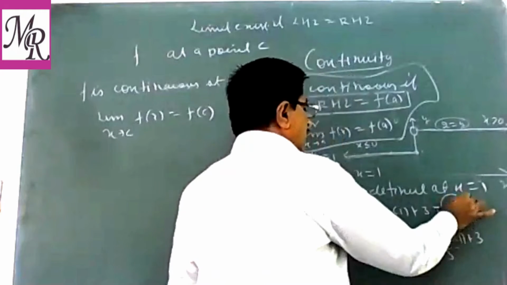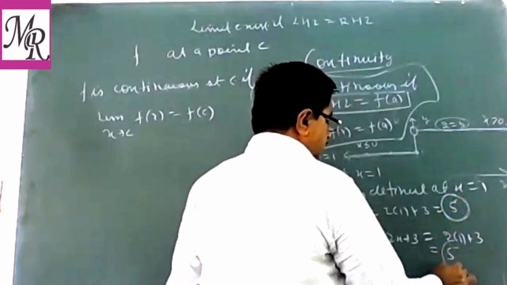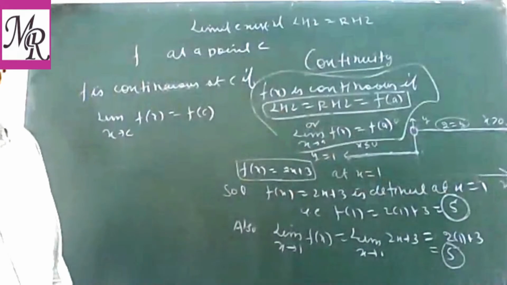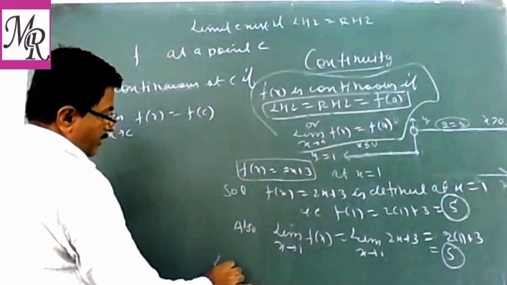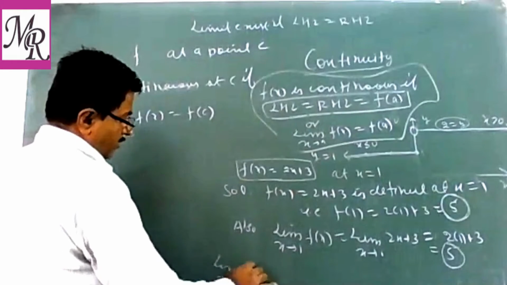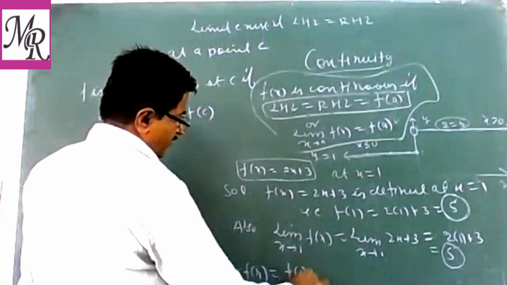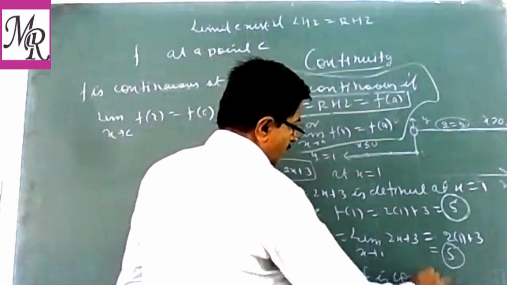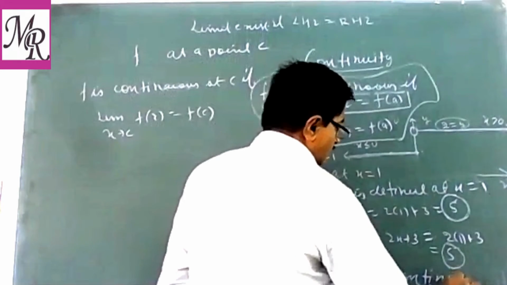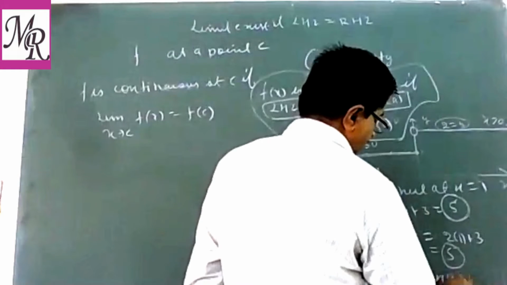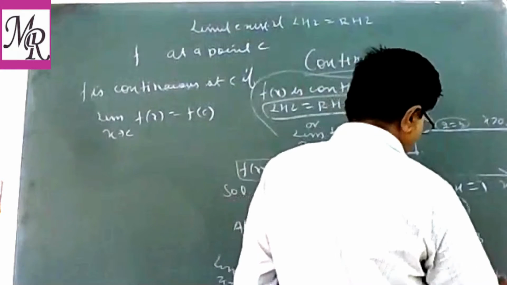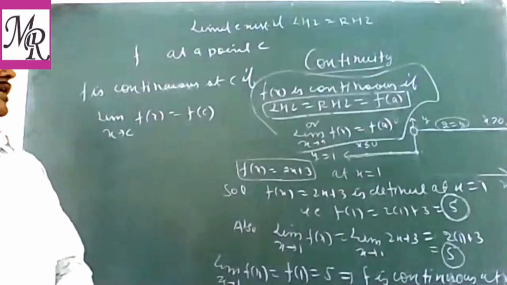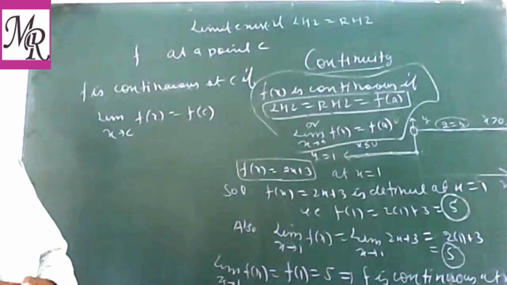So what we get? Value of the function at that point is equal to the value of the limit. Both are equal. So what we get? Limit x tends to 1 of f(x) equal to the value of the function equal to 5. So we can say f is continuous. इस तरह से आपको चेक करना. Is this clear? The given function is continuous at x equal to 1.